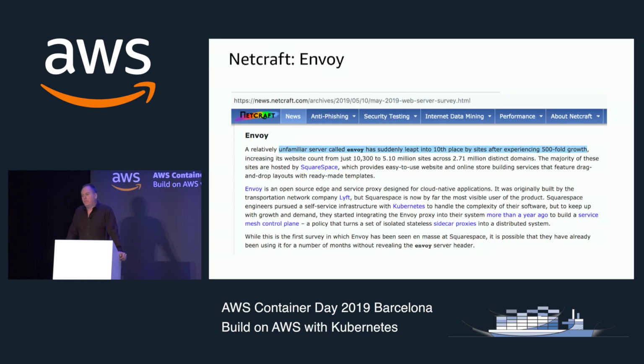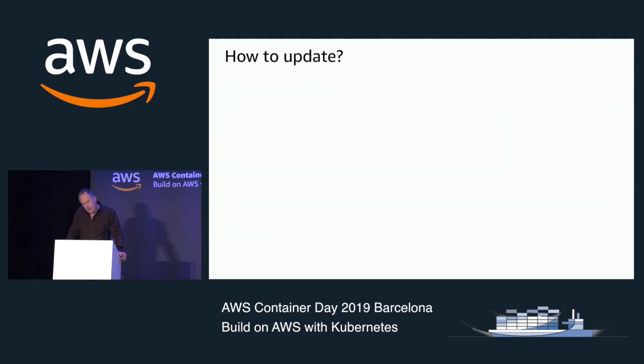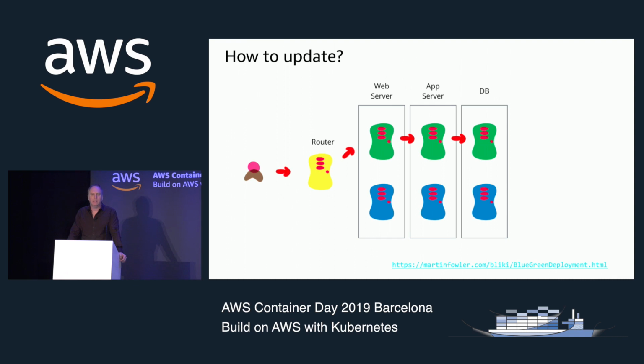Okay, so maybe some people are still skeptical and think, what is he talking about? Couldn't all this be solved with Kubernetes? Let me explain a little bit more about updating and upgrading systems. I guess you all know blue-green deployment, don't you? This is the original graphic that Martin Fowler produced.